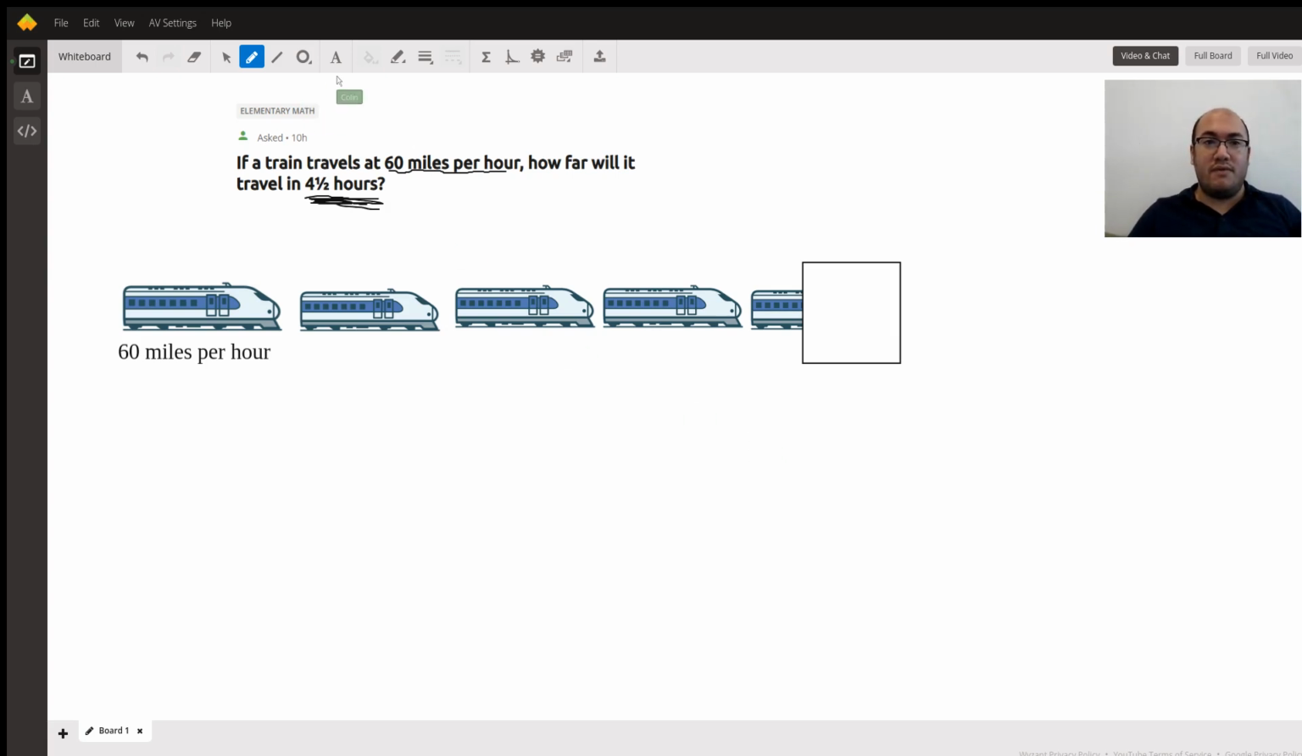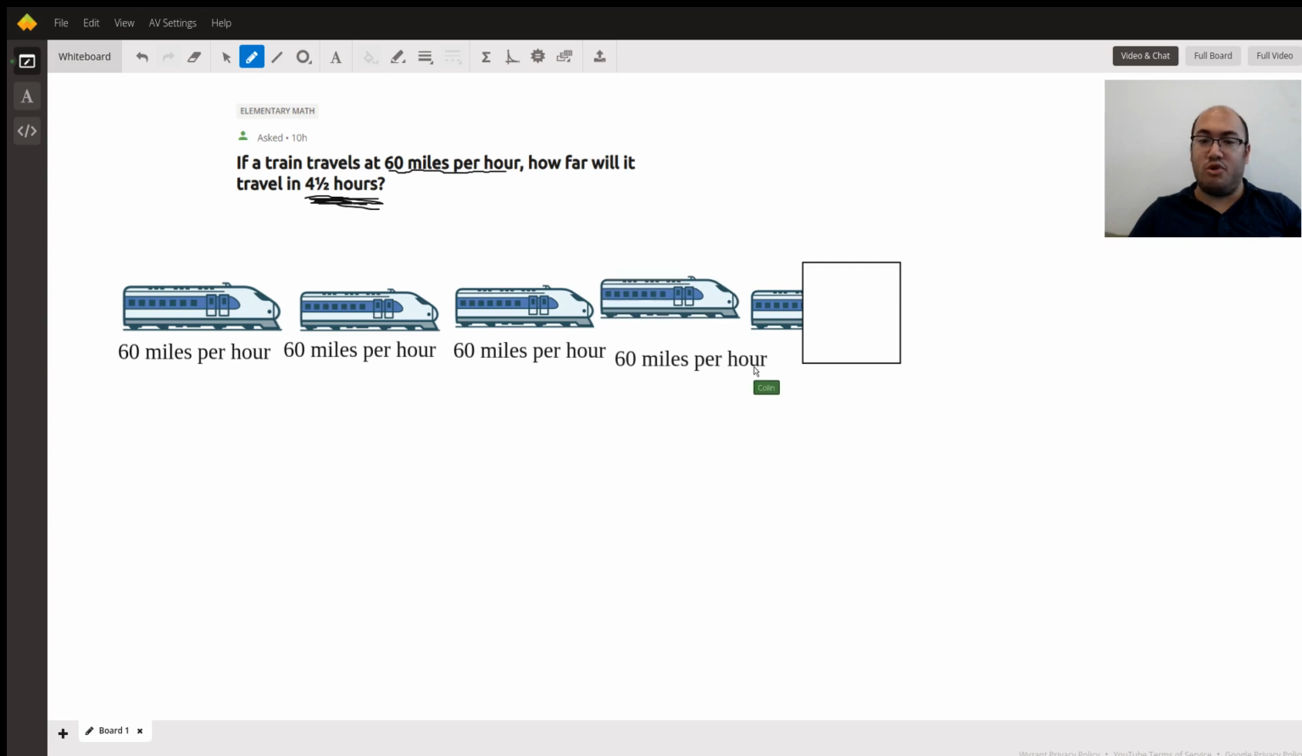So for each one of these, I'm just going to copy that same 60 miles per hour. We've got 60, we've got 60, we've got another 60, and we got another one over here. And then the part that may be a bit trickier is we have to account for that sort of half of train that we have there at the end. So half of 60, 60 divided by 2, is going to equal 30.